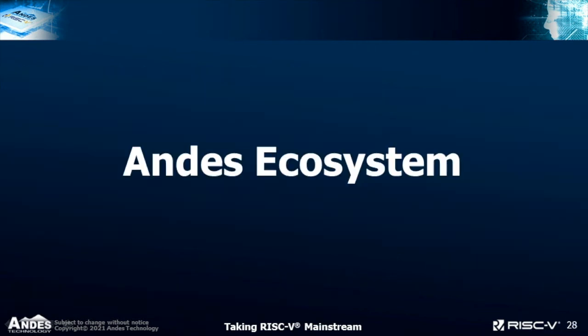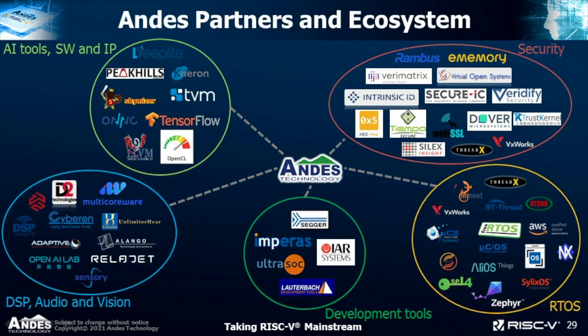Okay, about the Andes ecosystem. As we know, the ecosystem is very important for AI applications. Each layer or each function block of the software stack could be the performance bottleneck for the whole system. We need, and we are happy to have, third parties join, improve, and finally deliver the value to the end customer.